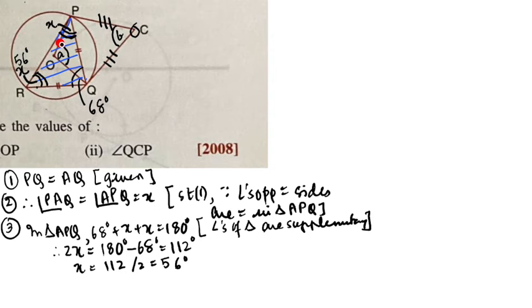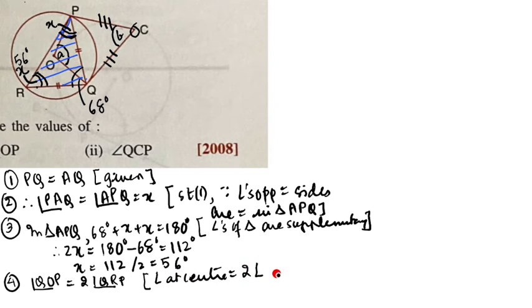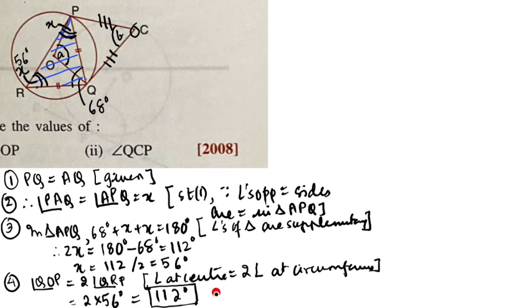Now this will have to connect with this one here. Okay, so we are going to say statement number 4, angle QOP is going to be twice angle QRP, and this will be angle at center is equal to twice angle at circumference. So that will be 2 into 56 degrees, which is 112 degrees. This is going to be our answer 1.